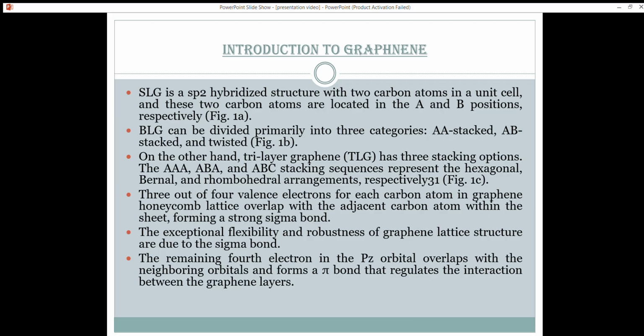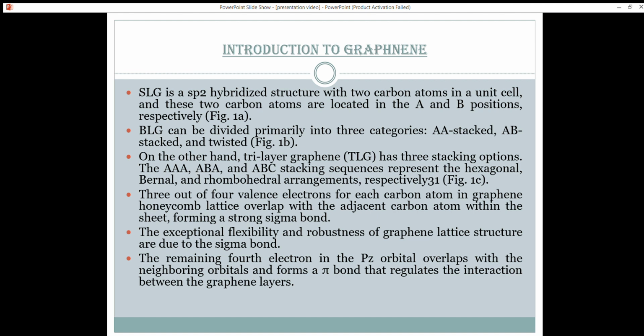Three out of four valence electrons of each carbon atom in the graphene honeycomb lattice overlap with the adjacent carbon atoms. As we all know, there are four electrons in the valence shell of carbon. So three valence electrons of each carbon atom in graphene form a honeycomb-like lattice with the adjacent carbon atoms within a sheet, forming a strong sigma bond. The exceptional flexibility of the graphene lattice structure is due to this sigma bond.